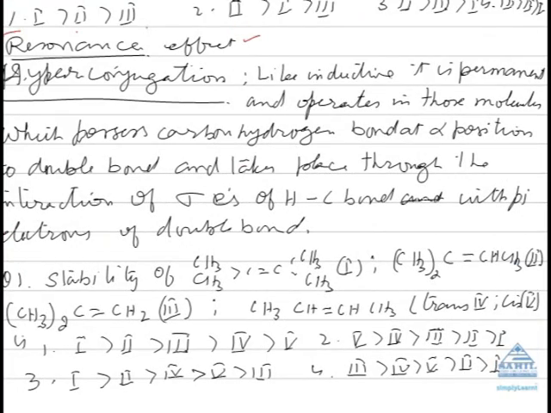Other effect is resonance. Resonance comes into play only when number 1, lone pair of electrons is in conjugation with double bond. Number 2, positive charge is in conjugation with double bond. Number 3, the double bond is in conjugation. Number 4, unpaired electron is in conjugation.